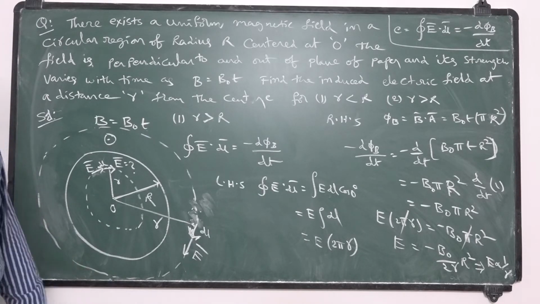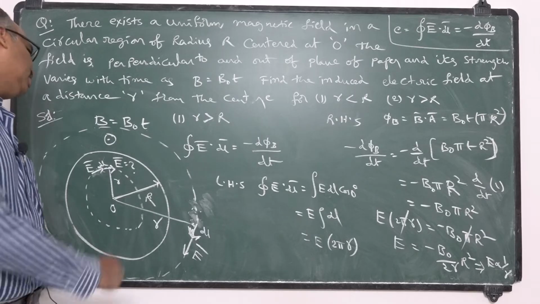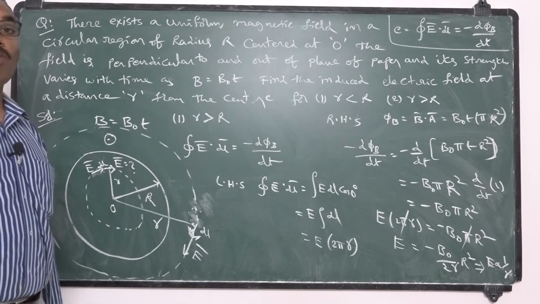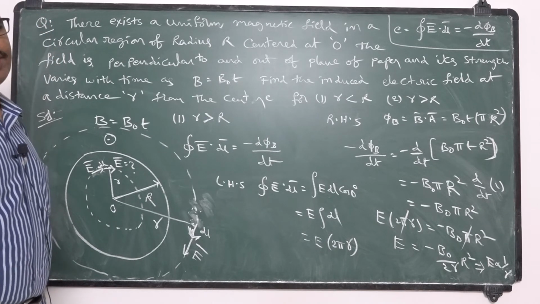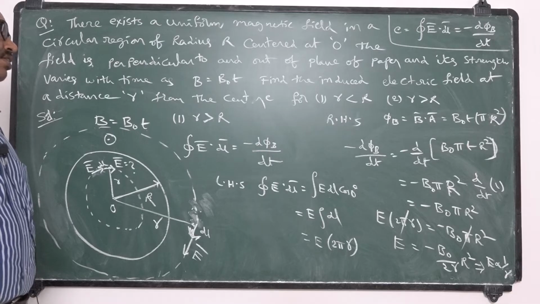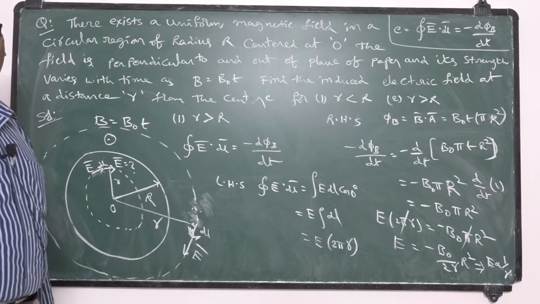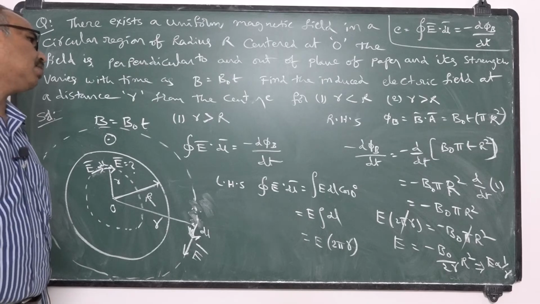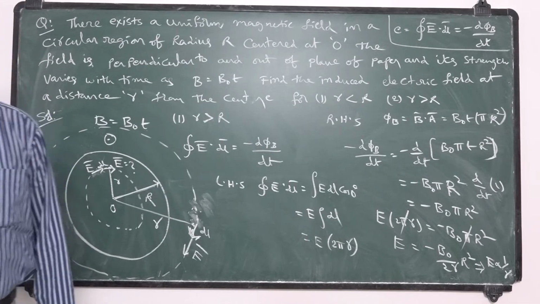The induced electric field is proportional to the distance of the point if the point is lying within the field. If the point is lying outside the field, then E is proportional to 1 by r. So I hope you understood the concept of induced electric field through this discussion of this problem. Thank you.